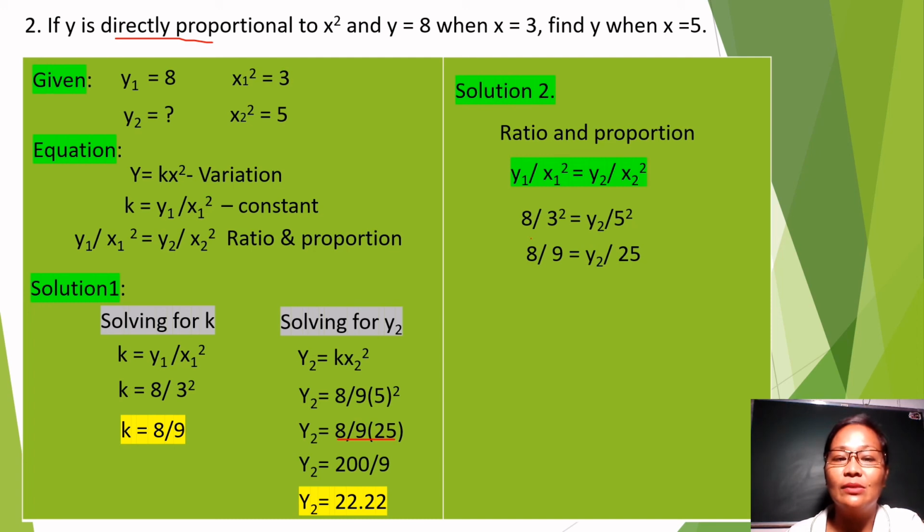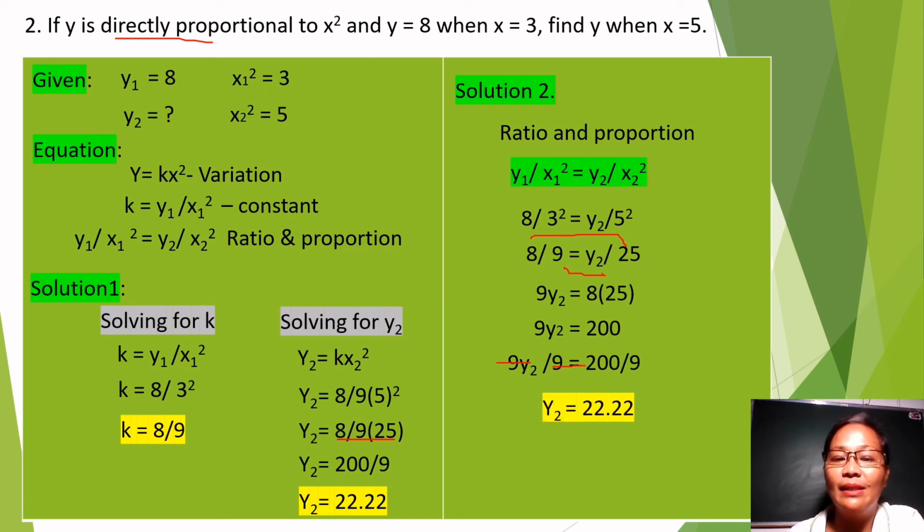Then cross product. So 8 times 25 and 9 times y sub 2. So we have 9y sub 2 is equal to 8 times 25. To isolate y sub 2, we're going to divide both sides by the number beside it, which is 9. So we have now 9y sub 2 is equal to 8 times 25, which is 200. To isolate y sub 2, we have 9y sub 2 over 9 is equal to 200 divided by 9. So cancel 9 and 9. So we have now y sub 2 is equal to 200 divided by 9, which is 22.2.